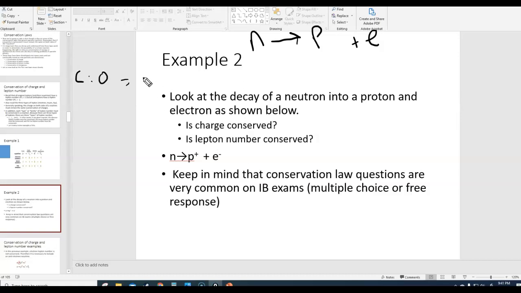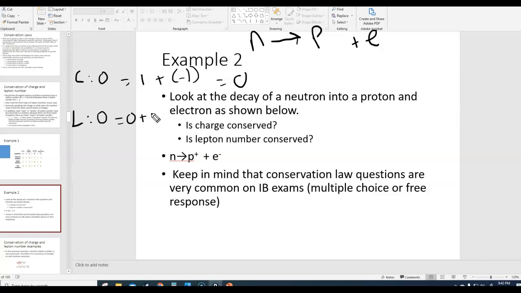A proton has a charge of +1, and the electron has a charge of -1. So just going based off of conservation of charge, this reaction is feasible. Now let's take a look at lepton number. The neutron is not a lepton at all. It's not one of the 6 particles we talked about, so its lepton number would be 0. Likewise, the proton has a lepton number of 0 because it is not a lepton.